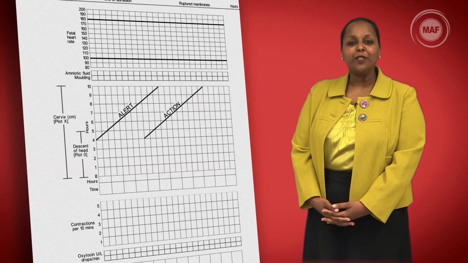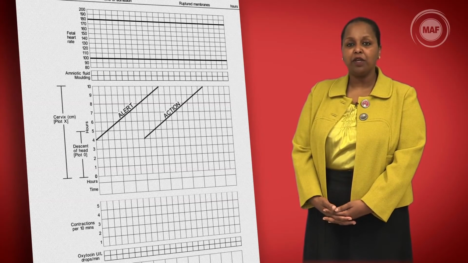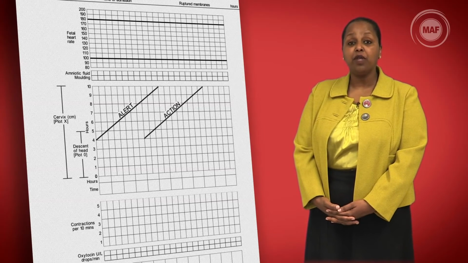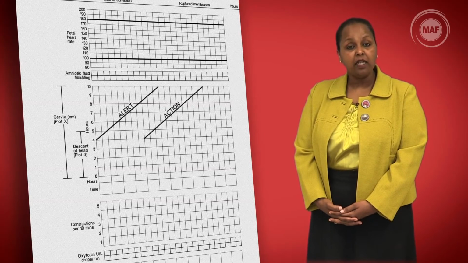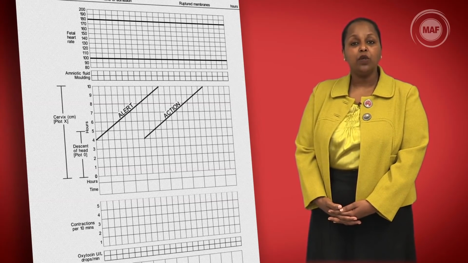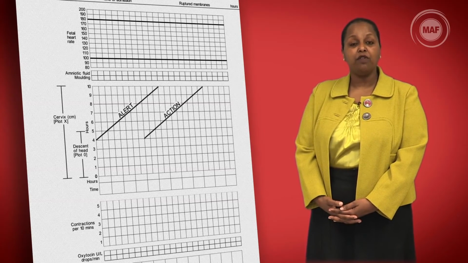Now, for this section of the film, we have asked a health worker to give us observations from 3 different labours. It is then up to you to decide which intervention, if any, needs to be taken. You'll have 10 seconds to make your decision, and then the health worker will give you the correct answer.